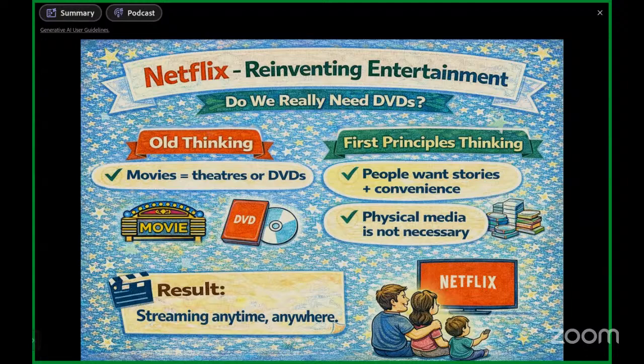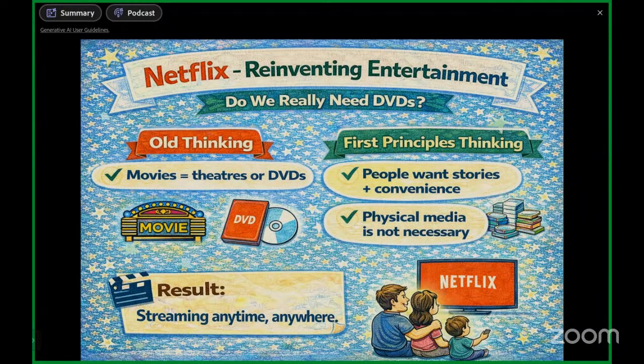Netflix thought, okay, this is old thinking. To watch a movie, you have to buy a DVD, put it in a DVD player, have a TV in front of you, and then watch it. Or you have to go to the theater, buy a ticket, and watch it. Netflix said, okay, this is the old way. How can we improve on this? They went into first principle thinking. They broke down the whole movie watching experience into small parts. They said, okay, people want stories, they want convenience, they want to see the movie. It doesn't matter if they're physically there in the theater or not. It doesn't matter how they view it. They just have to know the stories.